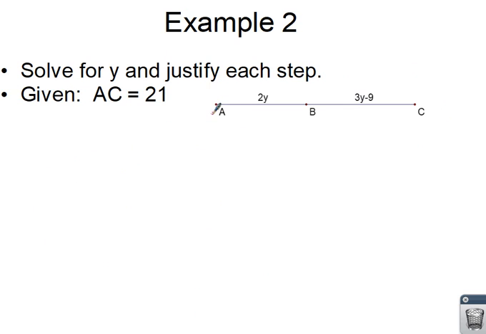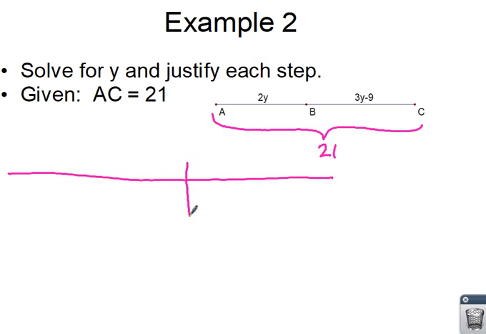They tell you that AC is 21. So sometimes you have to have the givens to figure out what you're going to do. So first thing we need to do is show the segment addition step to show that those two segments add together. So we're going to take AB plus BC equals AC. And that's segment addition postulate.